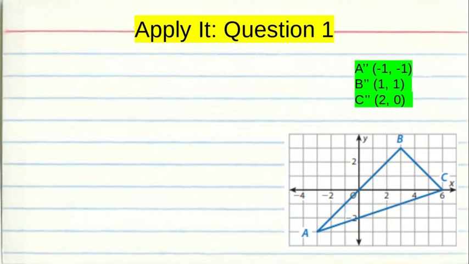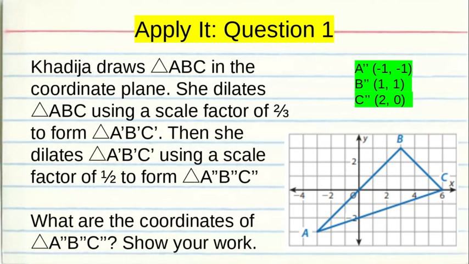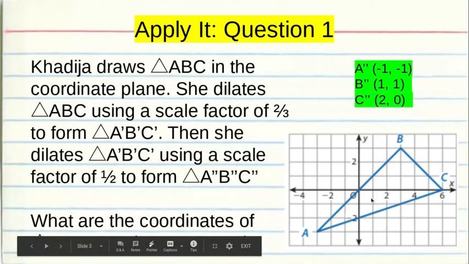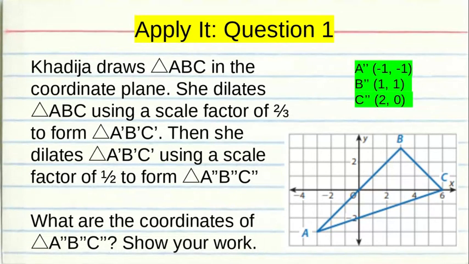So the first question here for apply it says that they draw this triangle ABC in the coordinate plane like so. And she draws it using a scale factor of 2/3 to form triangle A prime, B prime, C prime. Then she dilates A prime, B prime, C prime using a scale factor of 1/2 to form A double prime, B double prime, C double prime. So we need to find out what the coordinates are and show our work.